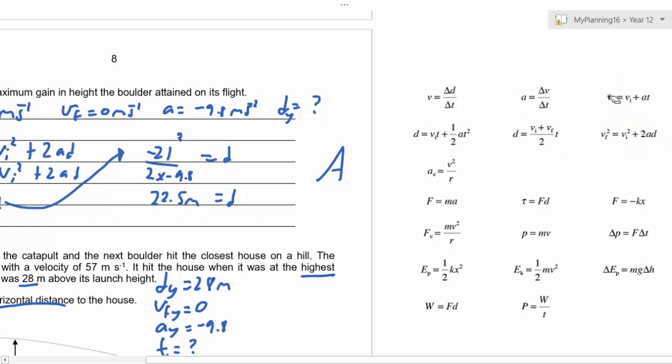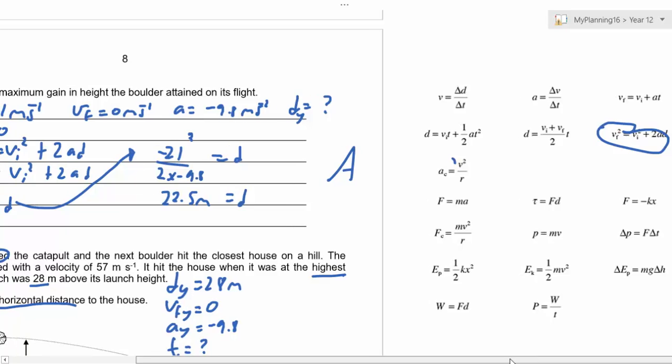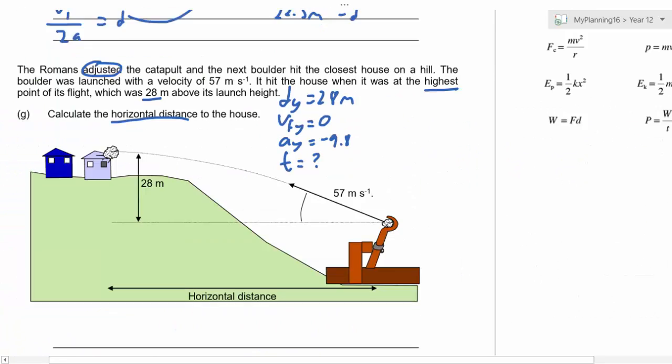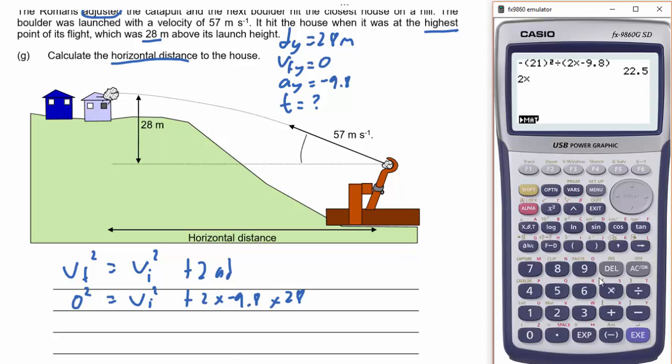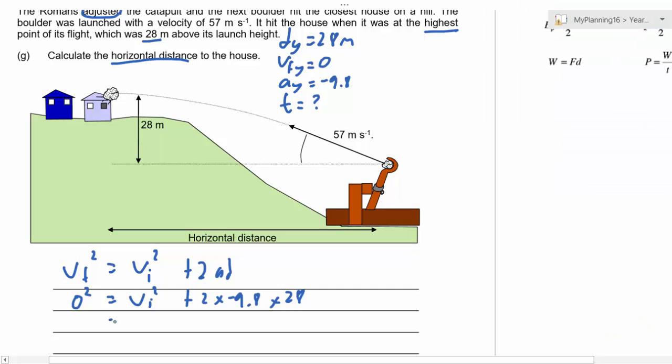And so I might just choose vf squared equals vi squared plus 2ad, because I used it in the previous question. And if I work out the vi, then I can work out time. So vf squared is 0 squared equals vi squared plus 2 times minus 9.8 times the distance of 28 meters. If I grab out my calculator, 2 times minus 9.8 times 28 gives me minus 548.8, which equals 0 squared.